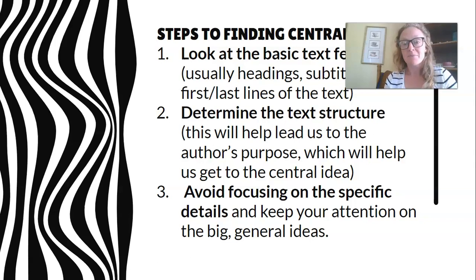All right, so steps to finding central idea. The first step is what we talked about last week with Mrs. Tosh, and that's basically looking at all those basic text features, looking at headings, looking at the first and last lines of the text, looking at if there are any subtitles or subheadings. Is there a little blurb at the beginning? Those are all really good clues. Then you're, of course, going to actually read the article closely. That's super important.